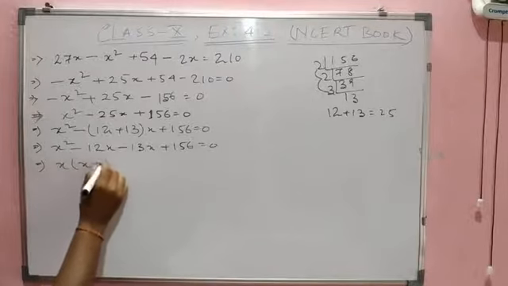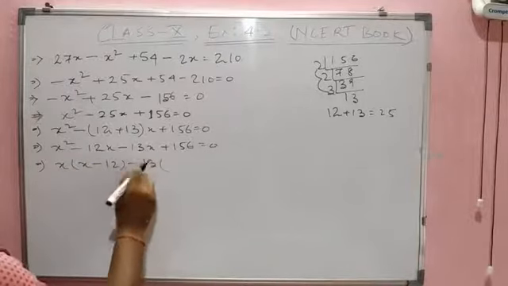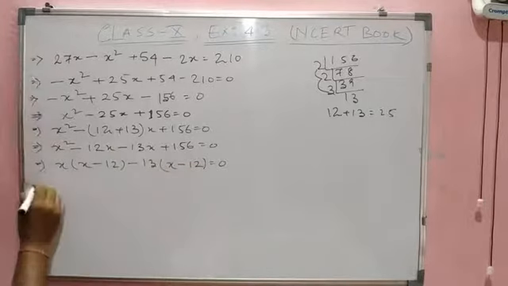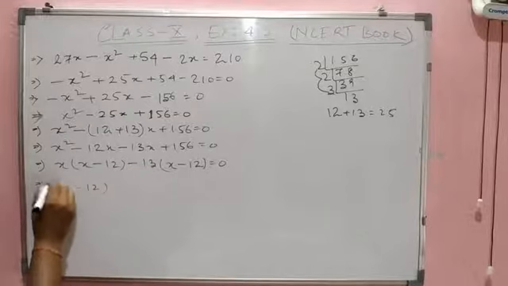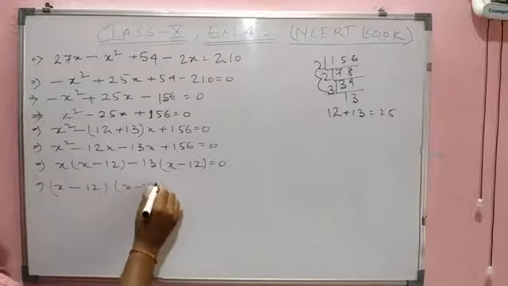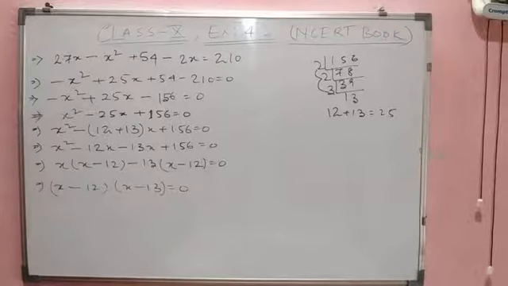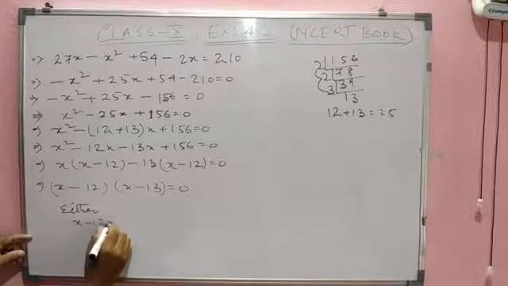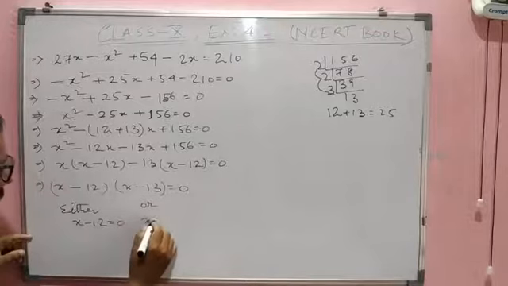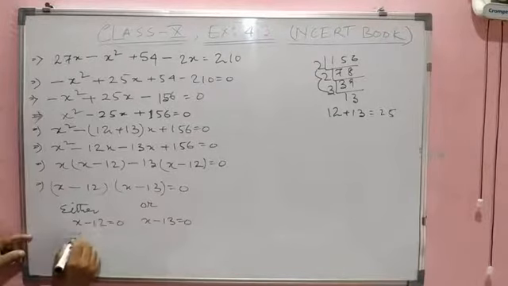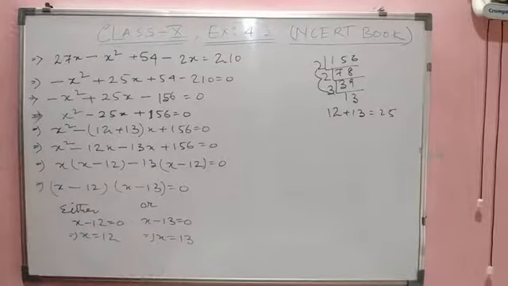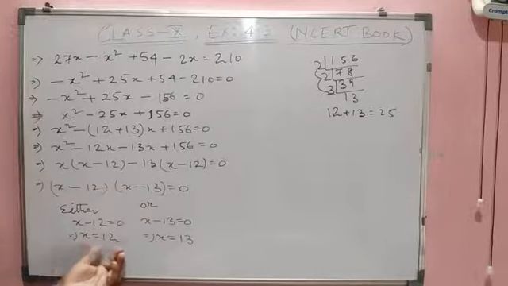x common between these two, x minus 12. Here minus 13 common, x minus 12 equal to 0. Now x minus 12 and x minus 13 equal to 0. Now either x minus 12 equal to 0 or x minus 13 equal to 0. This implies that x equal to 12 or x equal to 13.